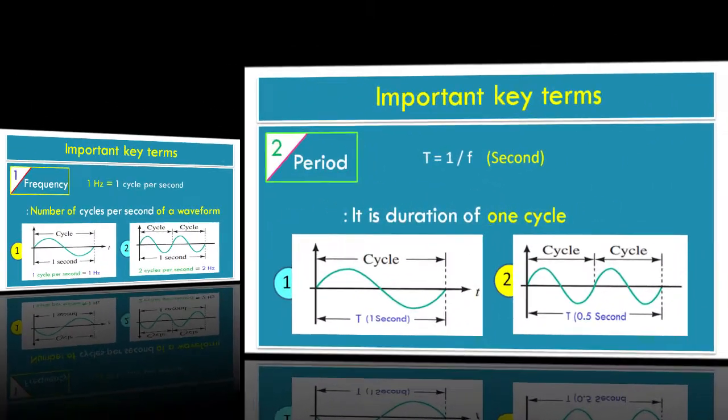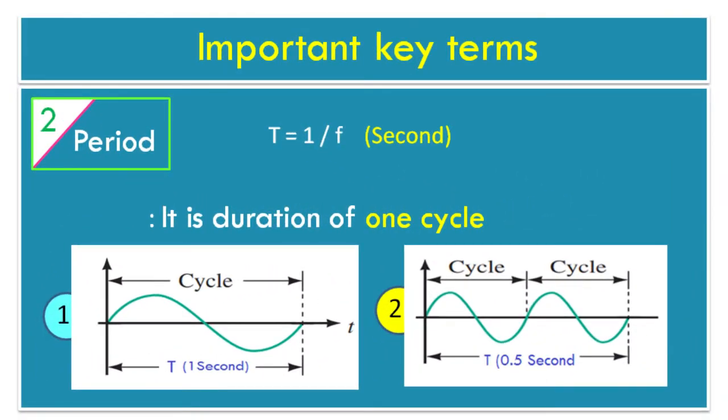Let's study the second key term, period statement. The period of a waveform is the duration of one cycle. Now refer to the first diagram. The frequency is 1 cycle per second, which means the duration of each cycle is 1 second. Similarly, in the second diagram, the frequency is 2 cycles per half second, which means the duration of each cycle is 0.25 second, where the period is the inverse of the frequency, that is, period T is equal to 1 upon frequency f.